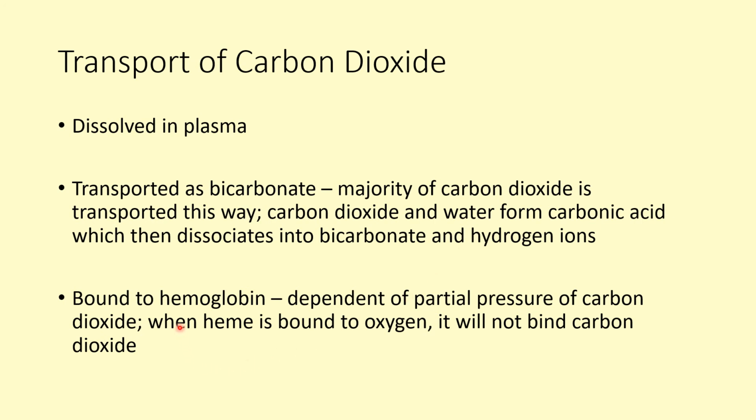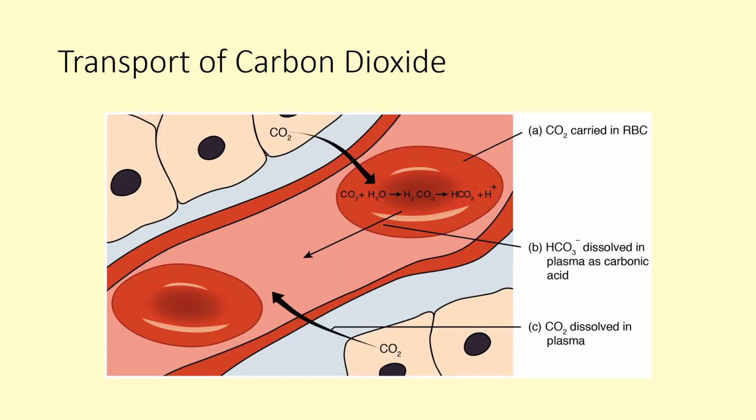Some of the CO2 is also bound to the hemoglobin. Now, it's going to be dependent on the partial pressure of the carbon dioxide, as we've seen. If the heme has oxygen bound to it, then it will not bind carbon dioxide. It has a greater affinity for oxygen. So, transporting once again of the carbon dioxide, some of it once again is dissolved. Some of it will be bound to the hemoglobin. But this reaction once again is showing the carbon dioxide comes in, binds with water, forming carbonic acid right here. H2CO3 is carbonic acid, but it then dissociates into the bicarbonate ion, which is HCO3, and releases a hydrogen ion right here.